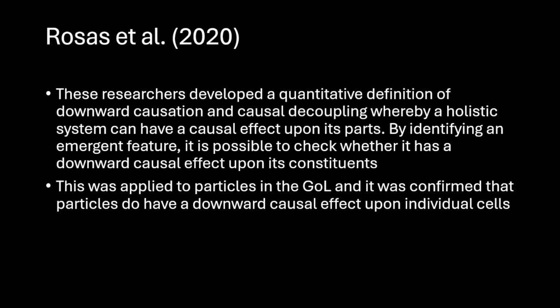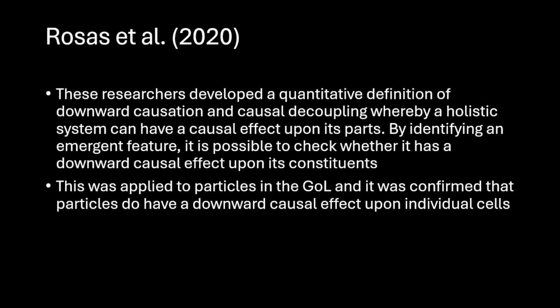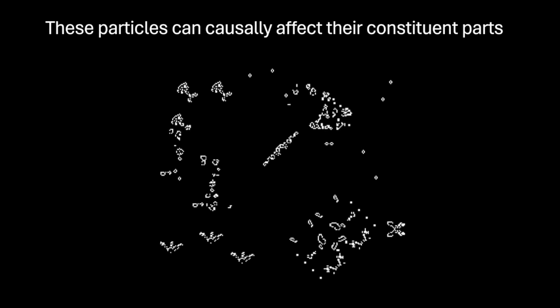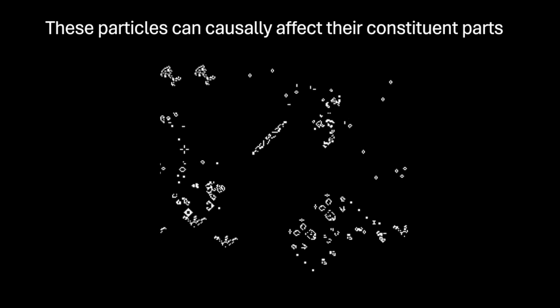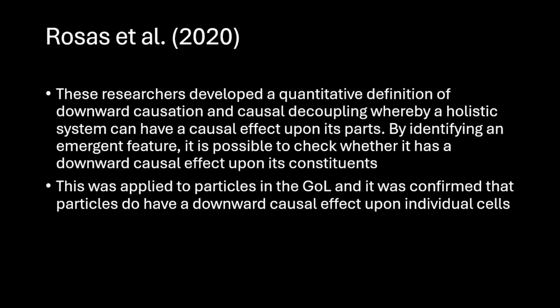And so what they do is that they can identify an emergent feature. So they can, for example, look at these particles and then apply their model to check whether it has a downward causal effect upon its constituents. So this was applied to particles in the game of life. A particle is basically just one of these bigger structures. It's not referring to the cells, but rather these bigger structures. And by applying this model, they confirmed that particles do in fact have a downward causal effect upon individual cells.